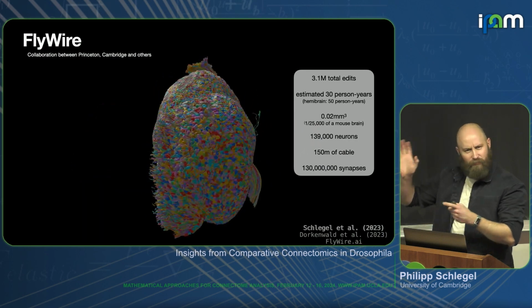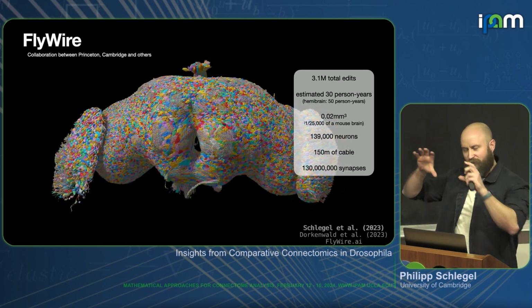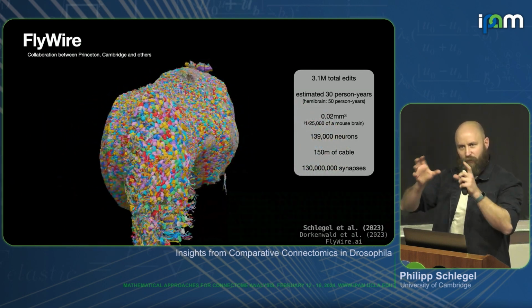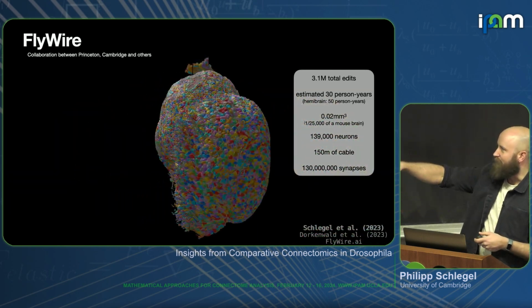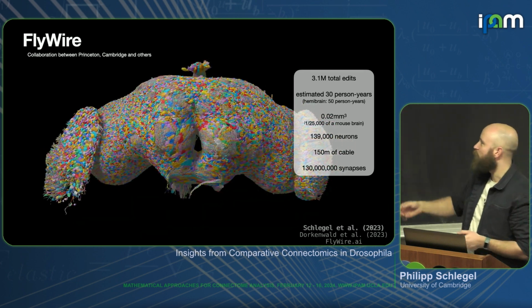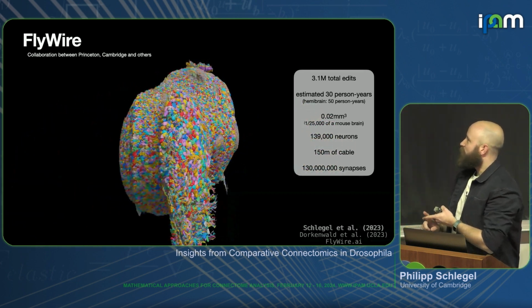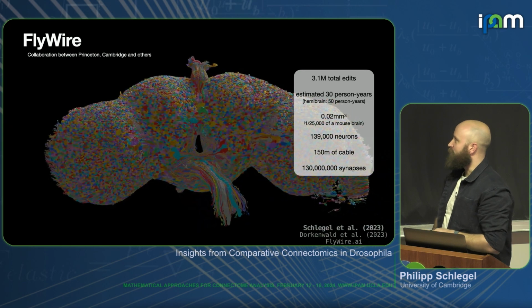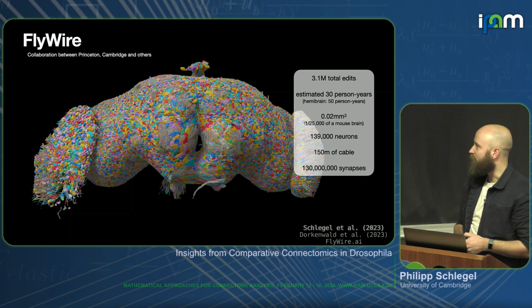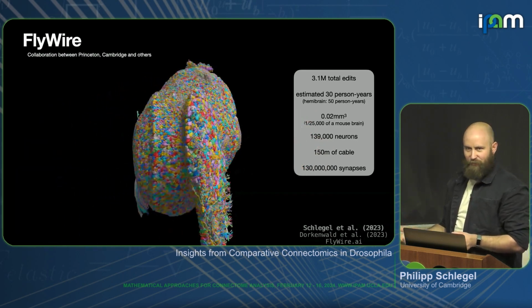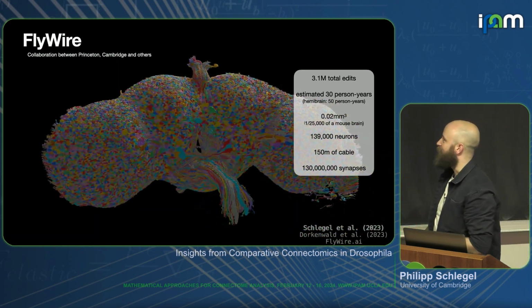Essentially, the way insect brains work is you've got all the cell bodies on the outside in the cortex, and then the neurites are on the inside. So what we're seeing is this layer, this cell body rind, basically. All right, I already said 3.1 million edits, 30 person years, about 1/50th of a cubic millimeter, which is 1/25,000th of a mouse brain, right? This is how far we're still away from a mouse connectome.